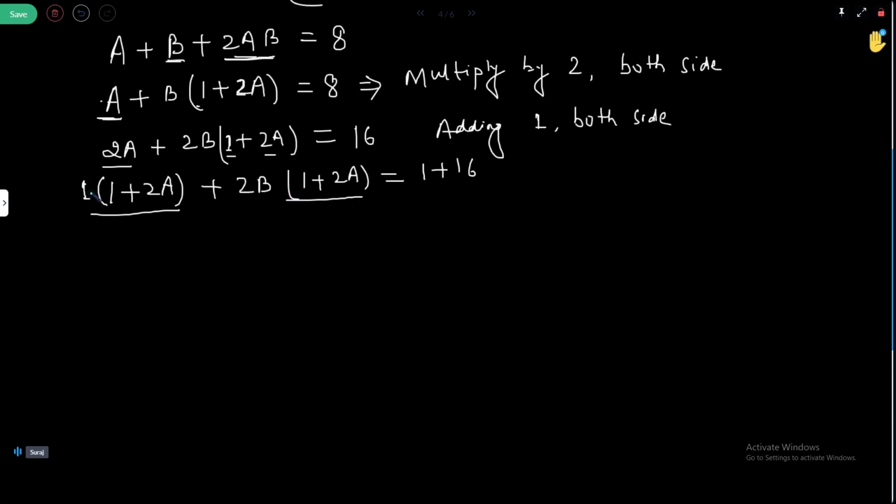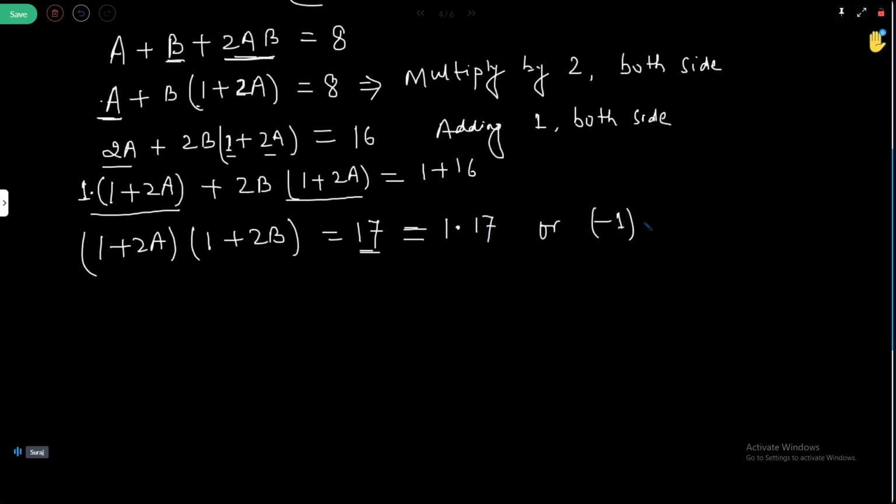It is written as 1 into, there is no problem writing a number multiplied by 1. Then if you take 1 plus 2a as a factor, you will get the rest 1 plus 2b, and it is equal to 17. You know that 17 is a prime number and there are no other factors of 17, so 17 can be written as 1 into 17, or it can be written as minus 1 into minus 17. There are two possibilities, 1 into 17, and the second possibility is minus 1 into minus 17.